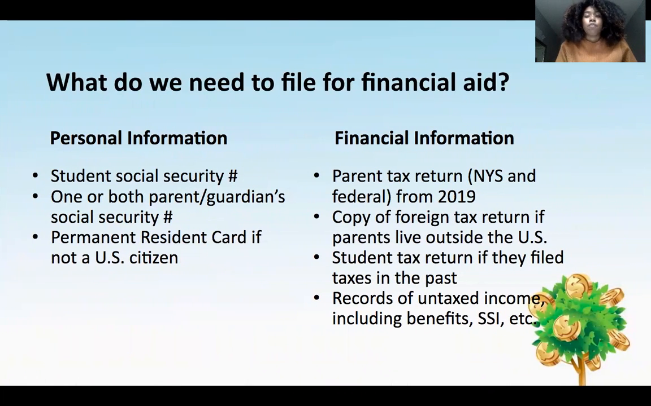Now, what do we need to file for financial aid? We need two important pieces of information. We need personal information, and we also need financial information. Personal information includes a student's social security number, one or both parent or guardian's social security number, and a permanent resident card if a student is not a US citizen. Some financial information that's needed is the parent tax return, New York State and federal from 2019, a copy of foreign tax return if parents live outside the US, student tax return if they filed taxes in the past, and records of untaxed income, and this includes forms of public assistance or Social Security benefits.